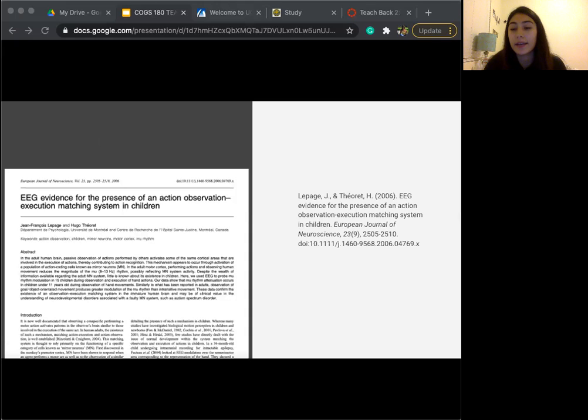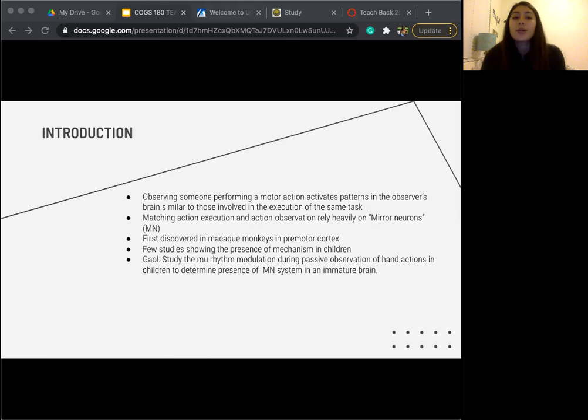So this is the first article that I chose. It's EEG evidence for the presence of an action observation-execution matching system in children by LePage and Theoret. Previous studies have found that while people are observing someone perform a motor action, they activate similar patterns in the observer's brain to those that are involved in the execution of the same task. And basically, the explanation for this is the mirror neurons, which is the matching action execution and the matching action observation.